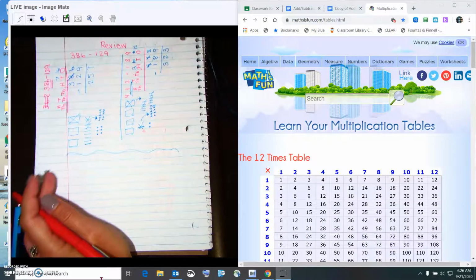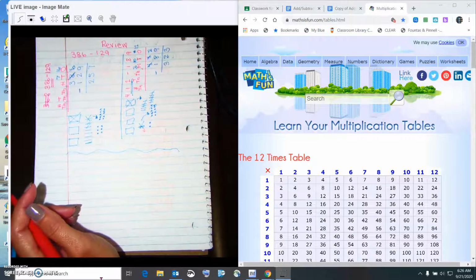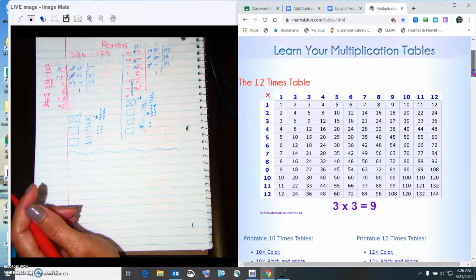Okay, now I want to review. I'm going to draw my line, I want to review our factors. And for your factors, remember you want to have some sort of times table. This is the one that I've shown you. I can give it to you again. Math Tables is Fun, I'm going to put it on our webpage. And what we like about this one is it helps us see exactly.